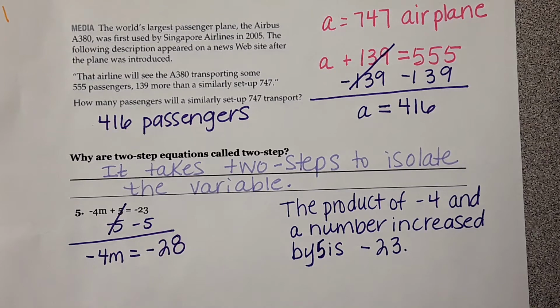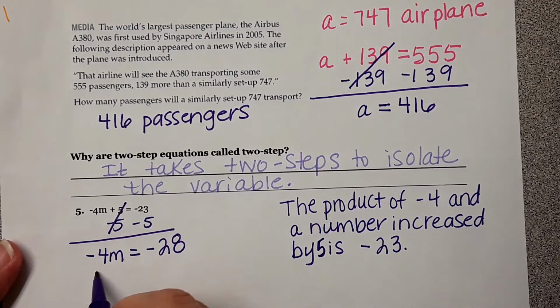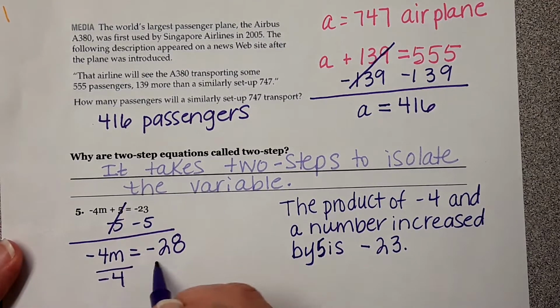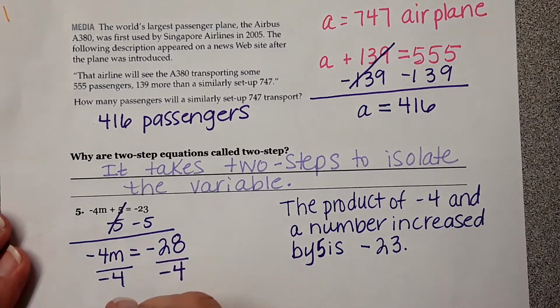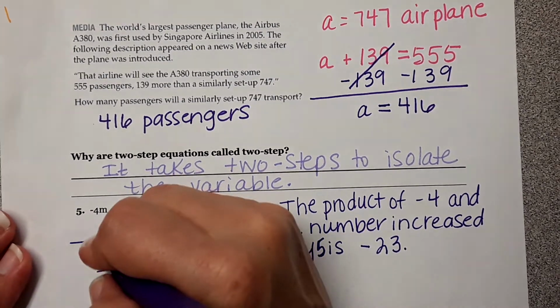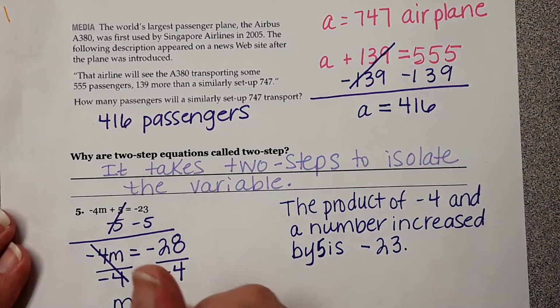And now what are we going to do? Now remember, this is the product, so this is multiplication. So what's the inverse of multiplication? So we're going to divide by negative 4 now. You'll either add or subtract first, then you'll multiply or divide. And m equals, because these cancel out because they're multiplicative inverses, negative 28 divided by negative 4 is positive 7.